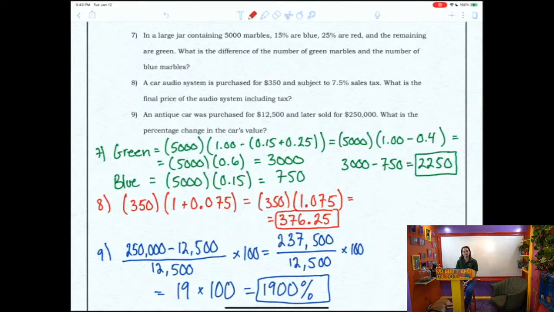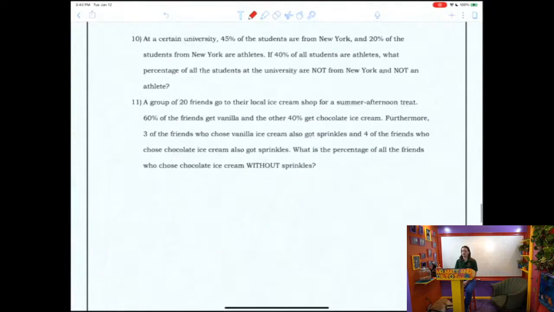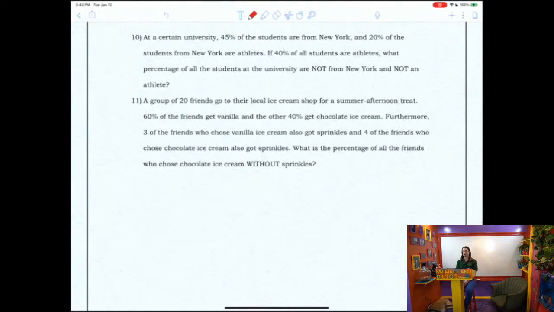If you have any questions, then please let me know. Otherwise, let's go on to a new pair of percentage problems. These are going to be a little bit trickier, a little bit more involved word problems. I'm going to give you 6 minutes, and about 2 minutes in, I'll start to solve.